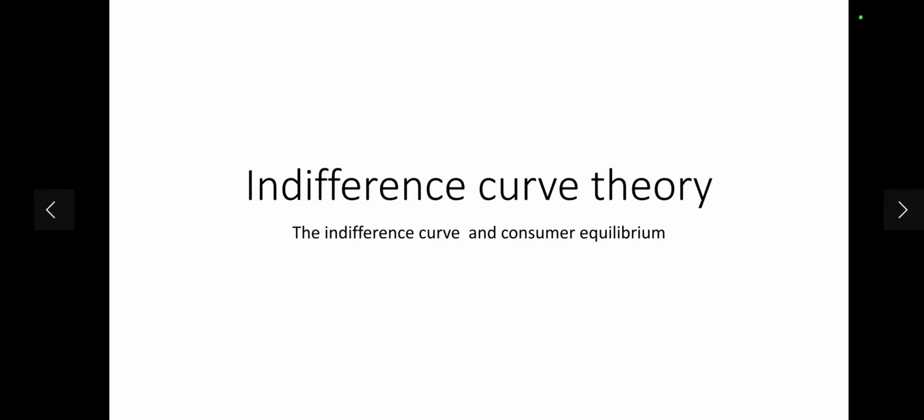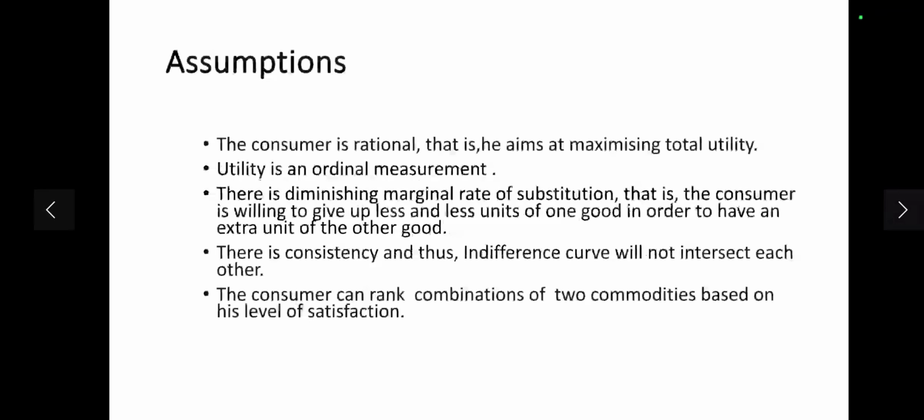The indifference curve theory is a theory of consumer behavior. It tries to explain to us the shape of our demand curve. That is why the demand curve for the individual consumer is downward sloping from left to right. Before explaining the theory of indifference curve, we go through the assumptions.